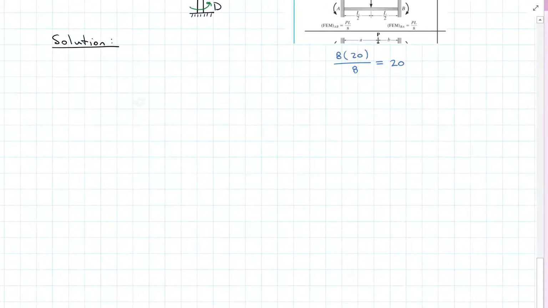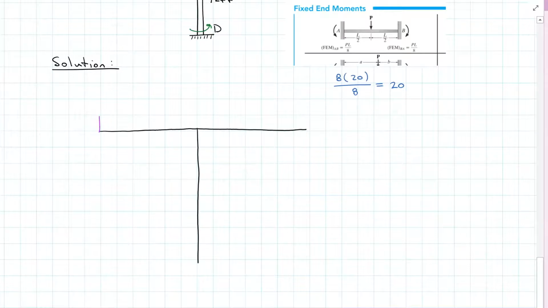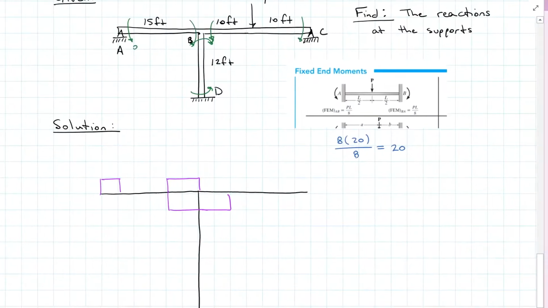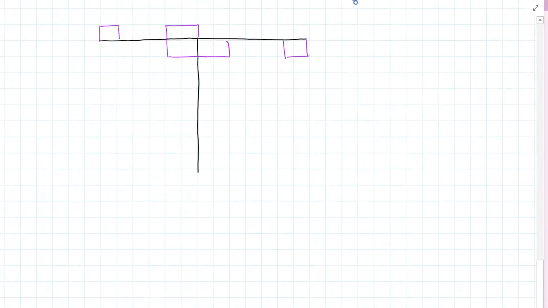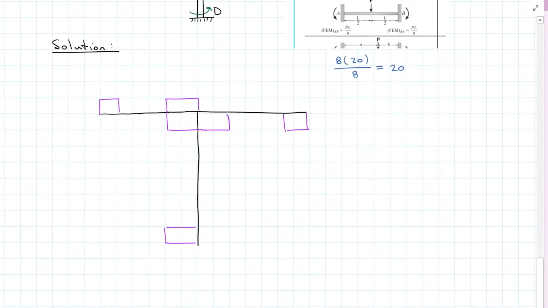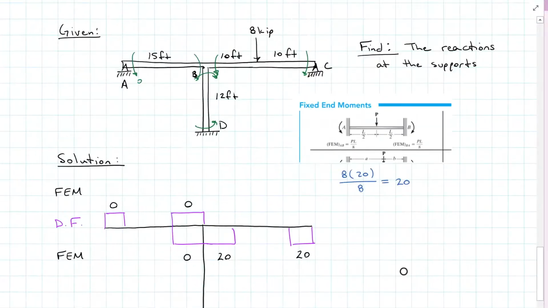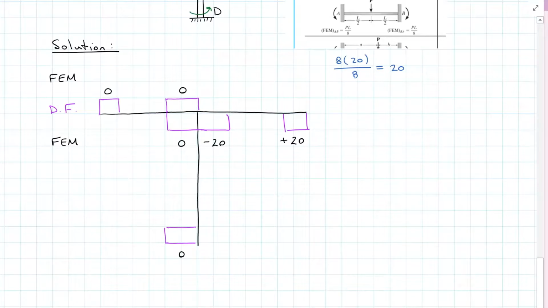So let's get a little sketch going. I'm going to have to get a little creative here. I'm going to put boxes here for my distribution factors. For member A to B, I'm going to work up, and then for B to C, I'm going to work down. And then D and B, we'll just put that on the left side there. There are all my little boxes for my distribution factors, but I want to start with my fixed end moments. You start at 0 and 0, 0 and 0. And then over here we've got a 20 and a 20. And on the B side, that's counterclockwise, negative, and positive.